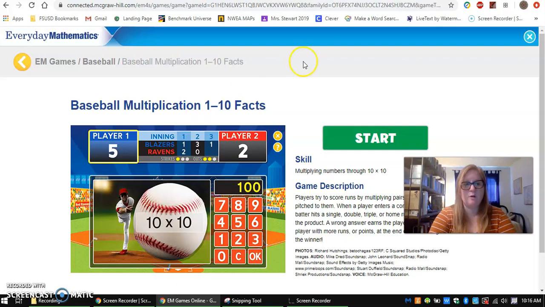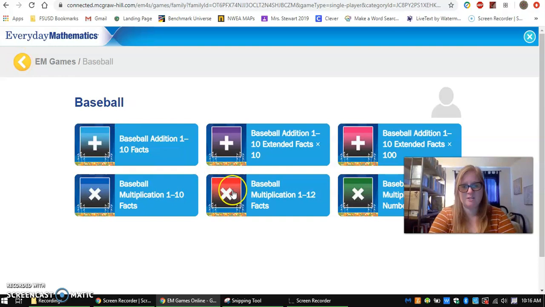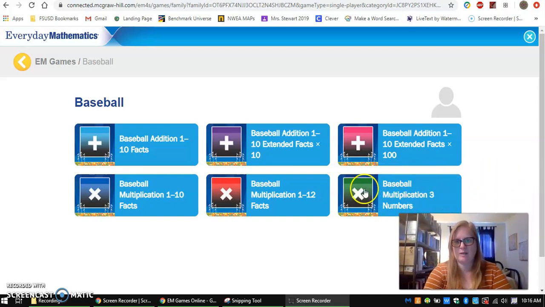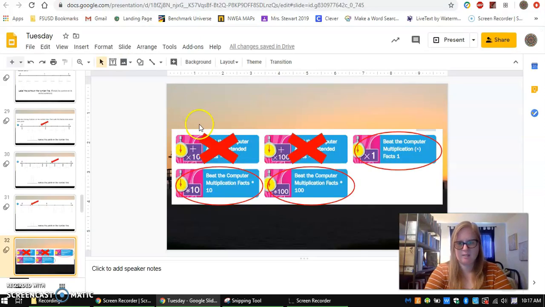Okay. Now, if you wanted to challenge yourself with harder facts, completely up to you. You could do multiplication facts 1 through 12 and multiplication 3 numbers. It's pretty hard. So these two I would definitely suggest. Okay. Don't do any of these, and I will fix the slide to show you guys what you should be doing. Okay, let's go back.